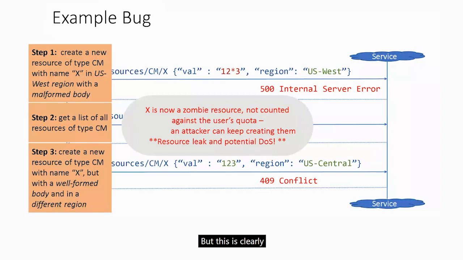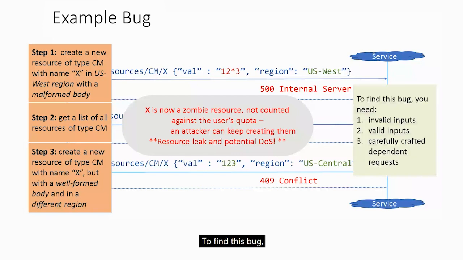But this is clearly a resource leak, and it's a potential DOS, both in terms of resources allocated on the backend for each of these put requests, as well as the domain of all the names that is used can get used up. And in this case, it didn't take very long to create this resource. So an attacker could just keep creating these until there are no more names that are available.